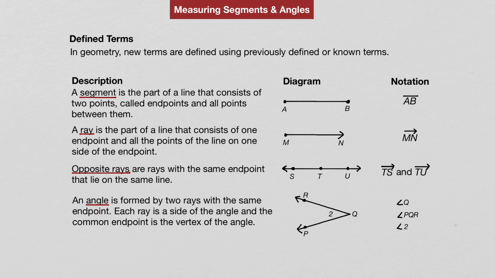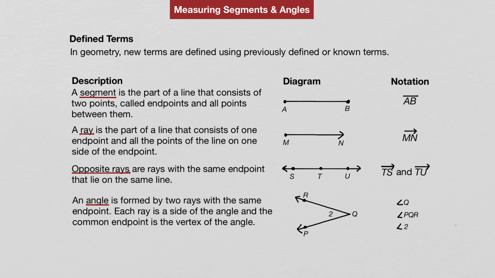Okay, an angle is formed by two rays. So we have ray QR and QP. Obviously, you'll notice that it has the same endpoint Q. Each ray is a side of this angle. And the common endpoint Q is also called the vertex of the angle.